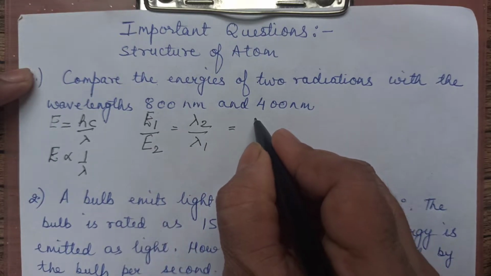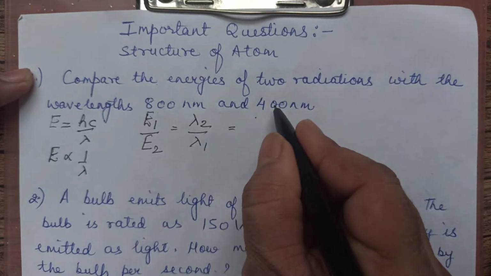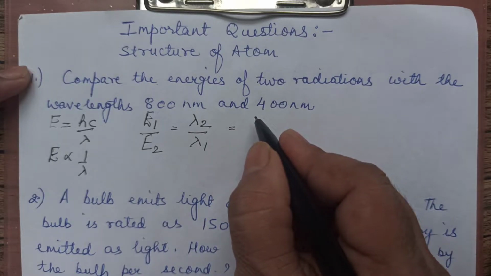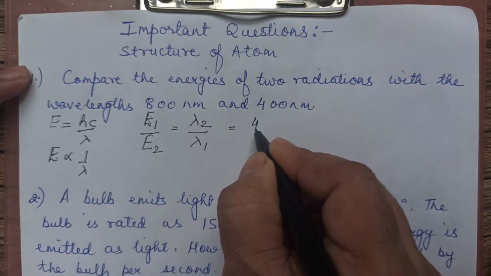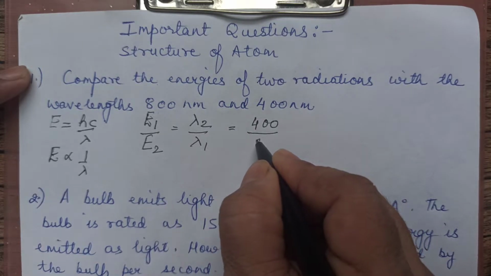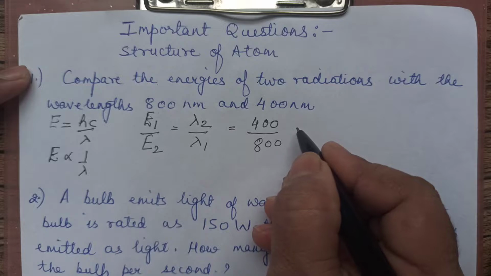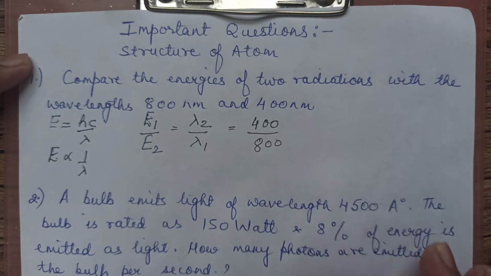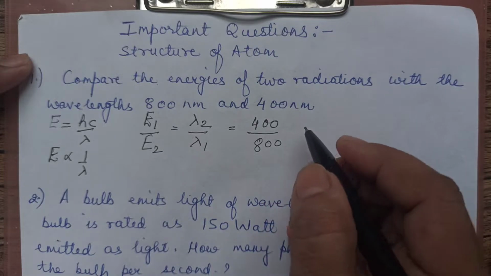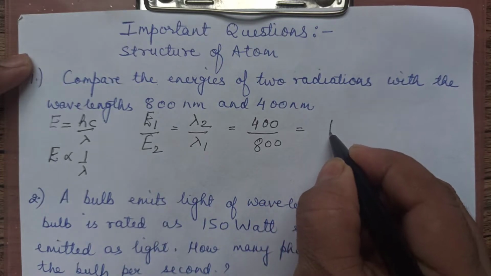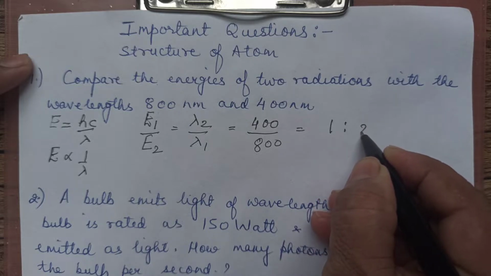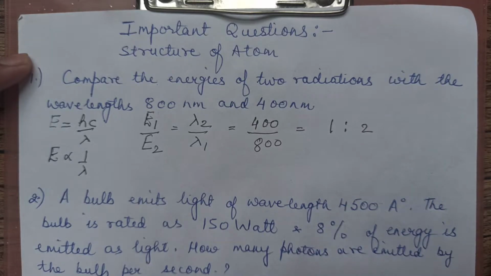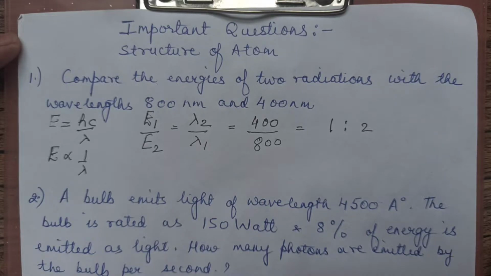Now what is lambda 2, children? Here I am taking this as the first and this as second, as given in the question, we have to take that way. So lambda 2 is 400 divided by 800, and even if we do not convert, it is fine, because if I convert one into meter, the other one also will be in the same unit. So I am getting the ratio as 1:2. Is it clear? The first one is clear. We can just use the relation between E1, E2, lambda 1, lambda 2, right?